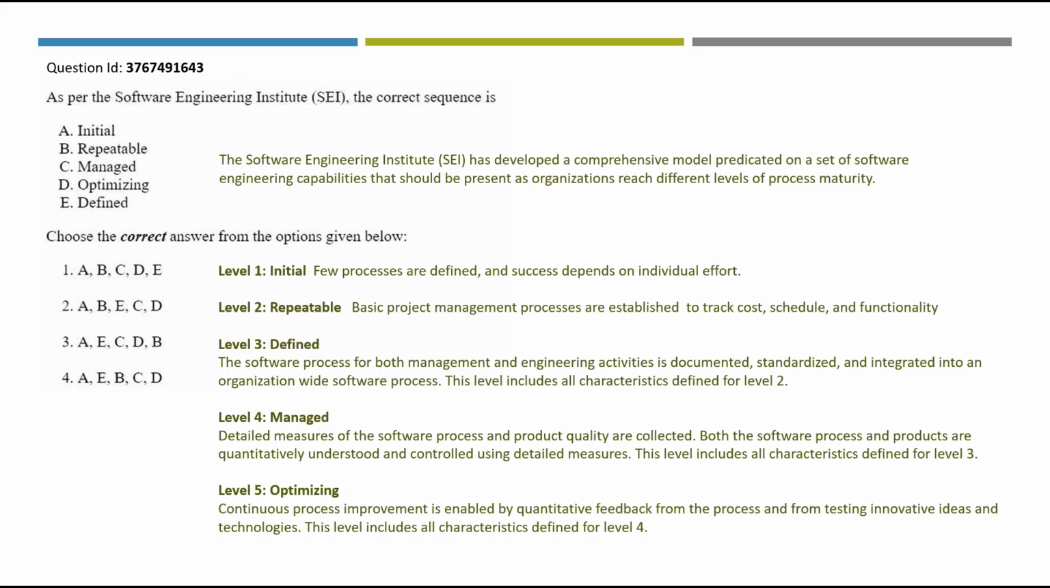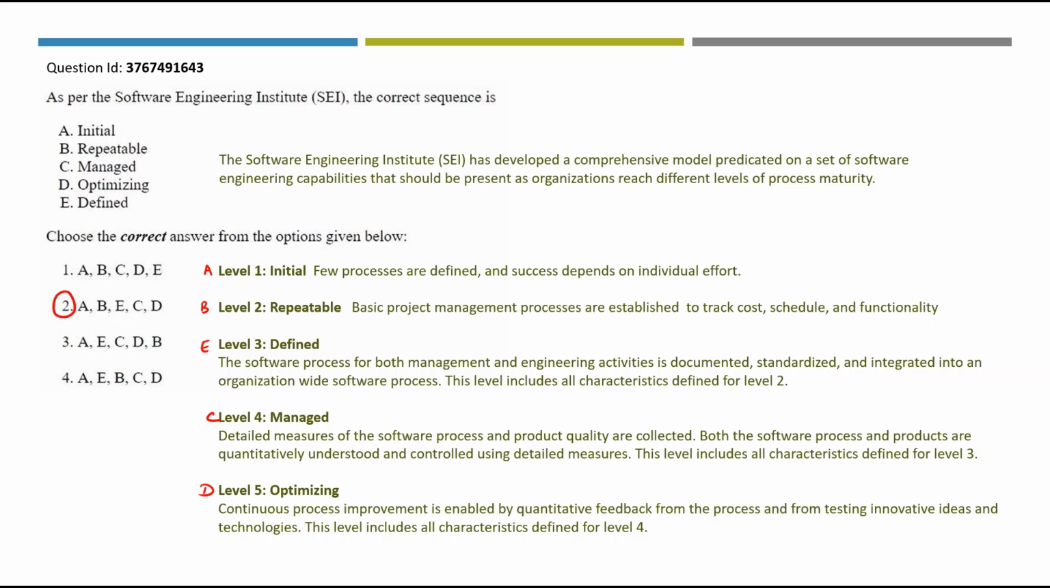That model has these 5 levels. Level 1 is initial, which is option A. Level 2 is repeatable, it is option B. Level 3 is defined, it is option E. Level 4 is managed, that is option C. Level 5 is optimizing, that is option D. A, B, E, C, D. Option number 2 will be the right answer.